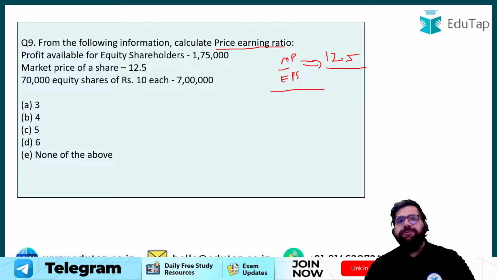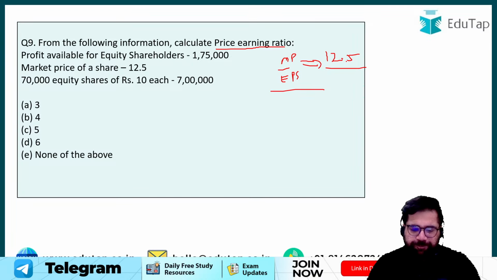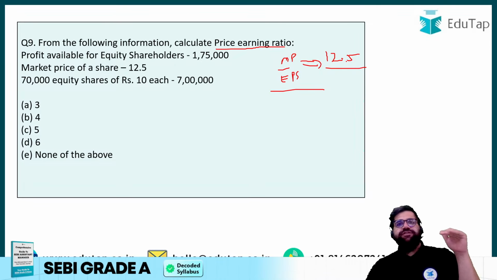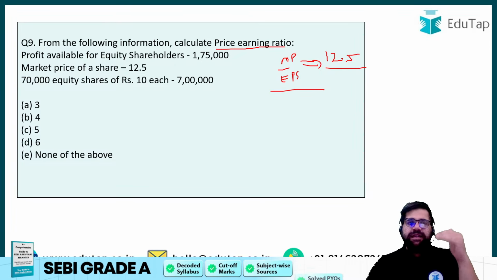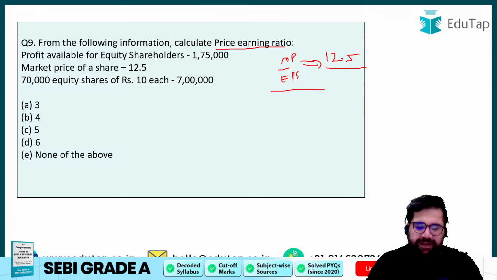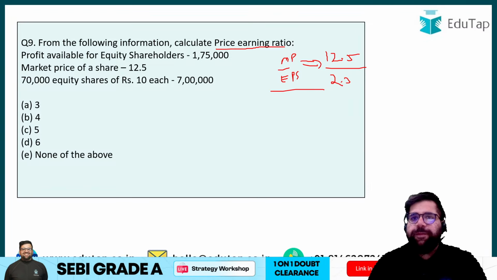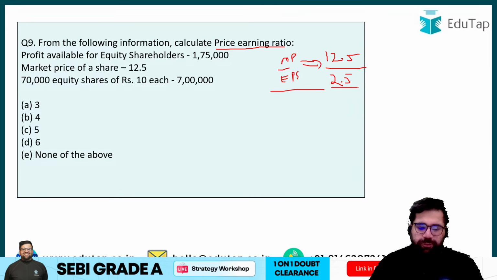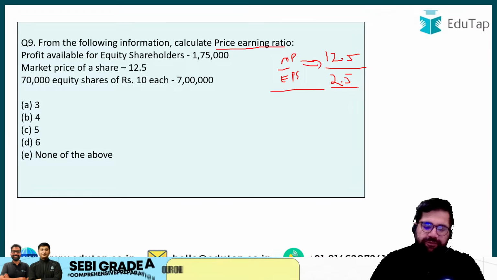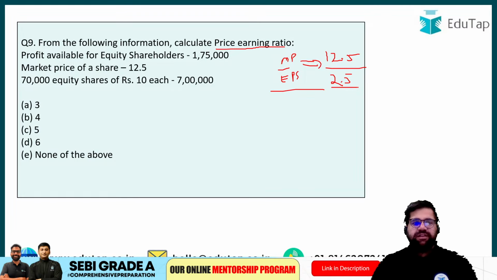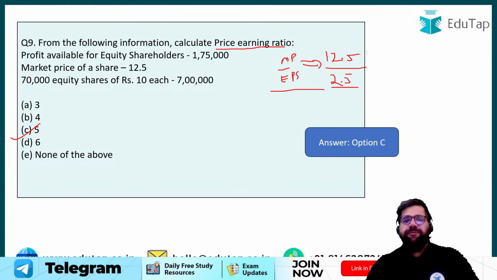For EPS, profit available for equity shareholders is given to us as what? 1,75,000, right? Now this we have to divide by 70,000 because 70,000 is the number of shares. We don't have to take the value of shares, it's the number of shares, right? So 175,000 divided by 70,000 will give me 2.5. So my PE ratio will be 12.5 divided by 2.5. Your answer will come out as option number C, which is 5.